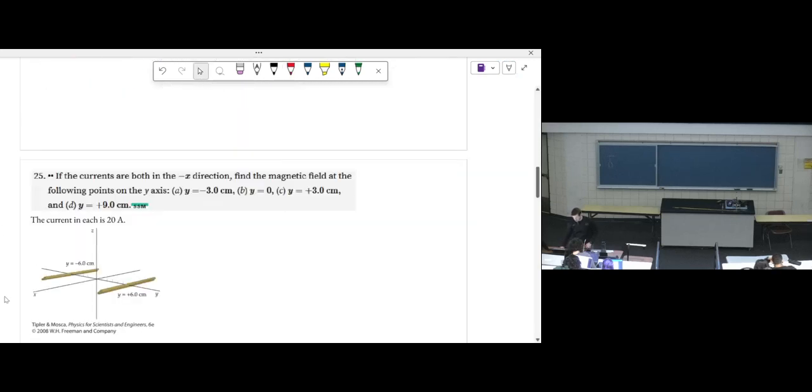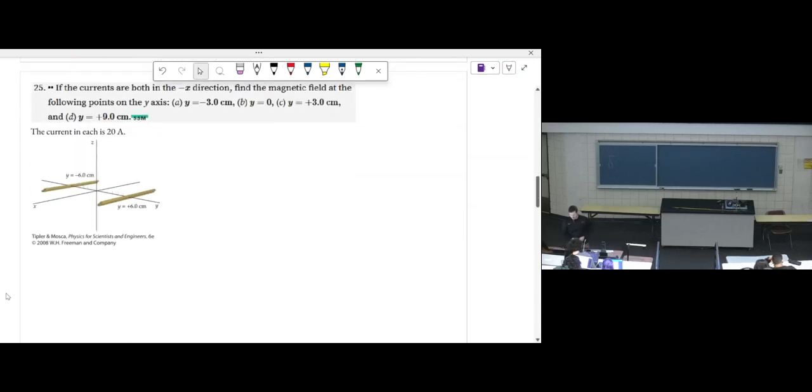All right. If currents are in the negative x direction, so going to the left here, find the magnetic field at the following points on the y-axis: y equals minus 3, y equals 0, y equals plus 3, and y equals 9.